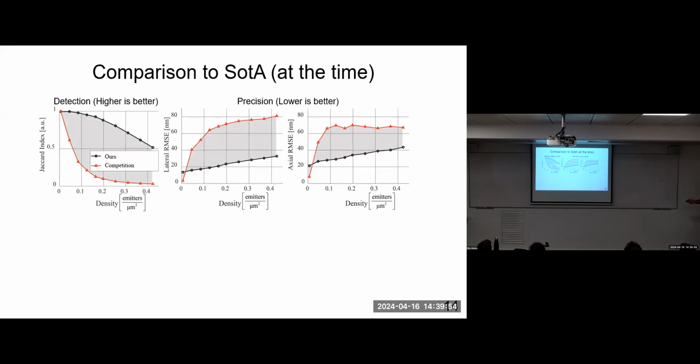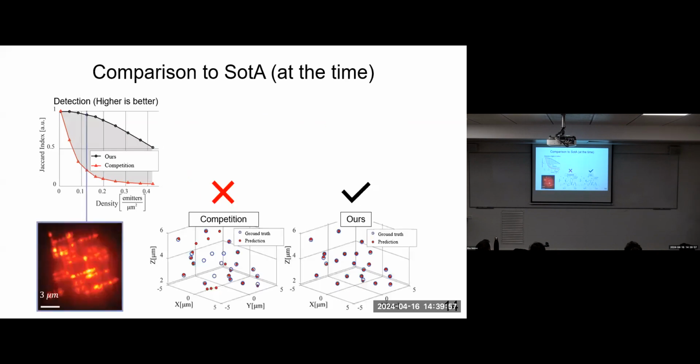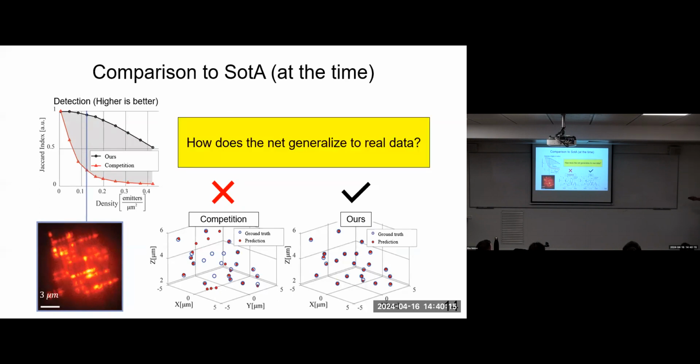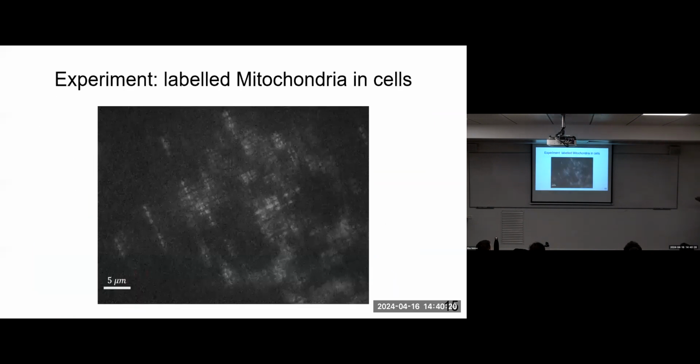And just to give you a hint of what this density axis really means, take a visual example at a density of roughly 0.1. You see that in this case, our method recovers the underlying ground truth point cloud much better than the competition. Okay, so this is all nice, right? How did we train the CNN? We trained on simulations. We have some optical model of the system. We tested on simulations, we beat the competition, but does this translate to real data, right? That's the real question. So to answer this question, we performed an experiment where we labeled mitochondria, which are these tubular structures in cells, and we imaged them.